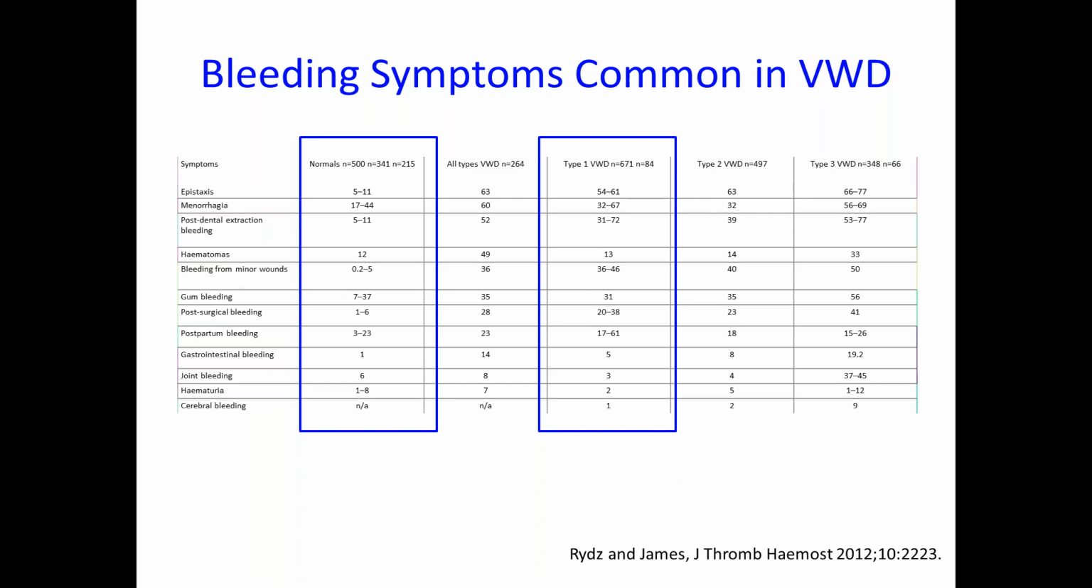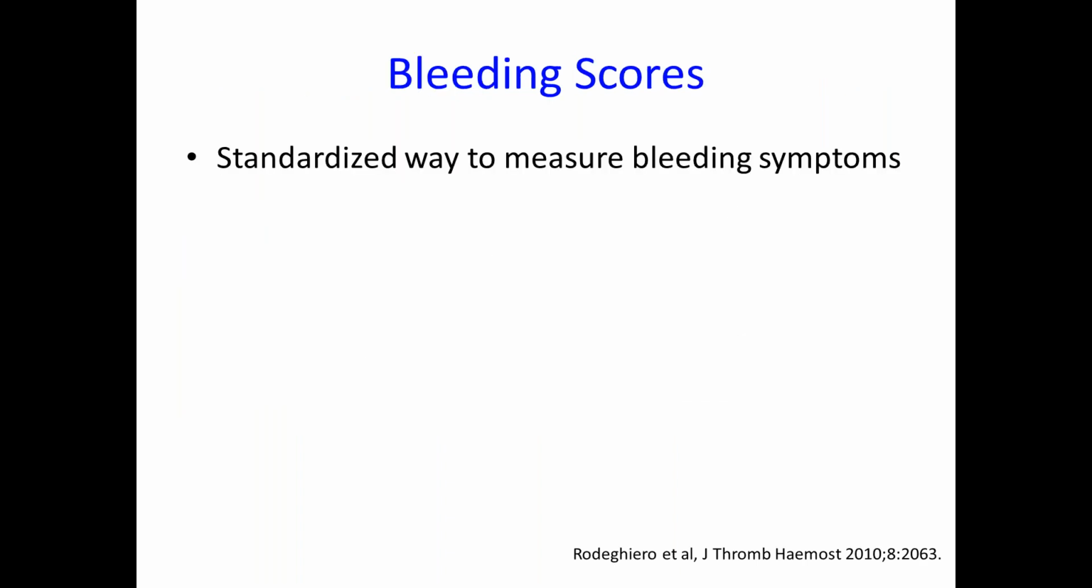So how do we deal with bleeding symptoms being common, yet more common in von Willebrand disease? Well, one way to do this is through bleeding scores.